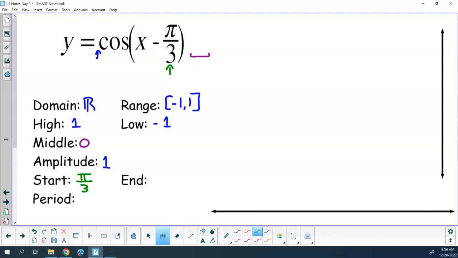What is the period of this function? 2 pi, because I got a 1 out here yet still. Okay? So my period is 2 pi. Now, this is where maths and your love of fractions comes into play. What's pi over 3 plus 2 pi? Seven pi over 3, right? Because 2 pi is 6 pi over 3. So 6 pi over 3 plus 1 more pi over 3 means that I end at 7 pi over 3.